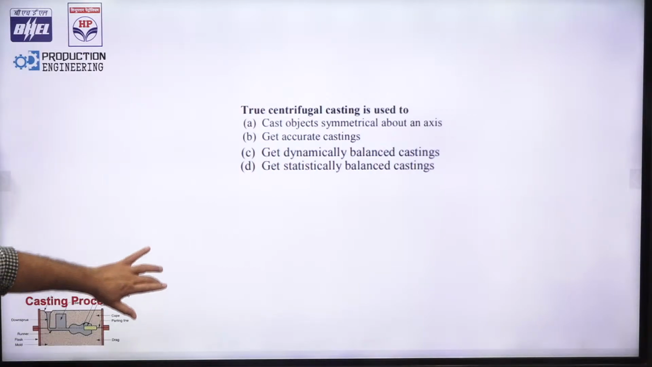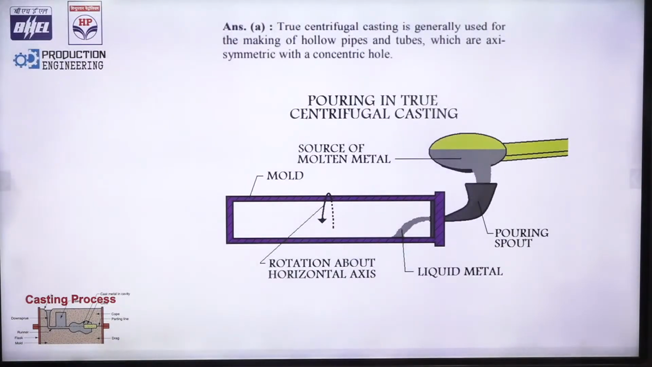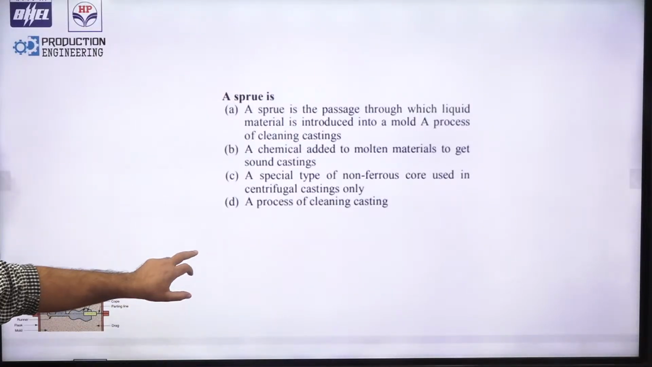What is the answer for that? Okay, symmetrical about an axis. A is the answer for that. It is used for making hollow pipes and tubes which are symmetrical with a concentric hole, and very high rotational speed is required in this true centrifugal casting process. If it is not true centrifugal casting, there is centrifuge kind of things also.